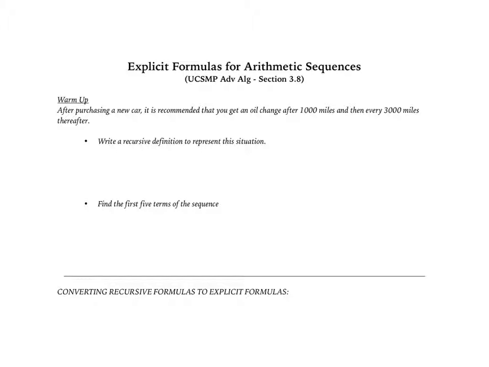So it is recommended that you get an oil change after 1,000 miles and then every 3,000 miles thereafter. So if I want to write a recursive definition, remember I always want to start with that term 1. And what that is really saying is, when will I need to get my first oil change? Well, my first oil change will be at 1,000 miles. And then to figure out where all my other oil changes are going to fall, it would be previous term, so a sub n minus 1, plus 3,000 miles. Okay, so every 3,000 miles from there on out, I'm going to get an oil change.